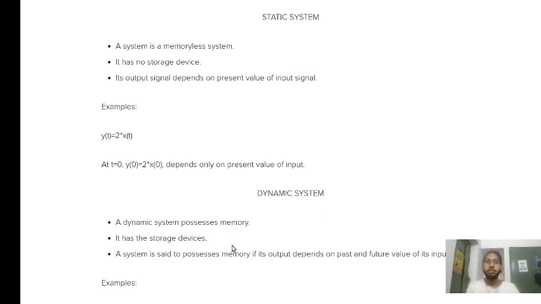So let's come to our main topic, static system. This system is a memoryless system. As we can see, it has no storage device. The main point is its output signal depends on the present value of input signal. For example, y of t equals 2 x of t. Suppose we take t equals 0. So y of 0 equals 2 times x of 0. We can see the output value y of 0 only depends on the present value of input. That's why it is a static system.